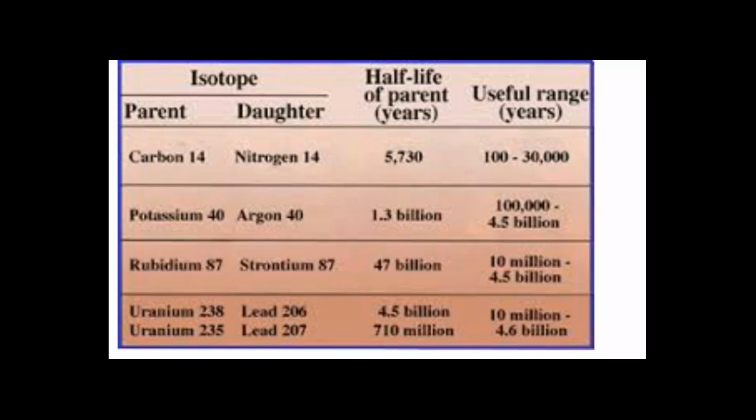We can use potassium-40 for that, or rubidium-87, or uranium-238. Well, that only goes to 10 million. Well, you probably know that the age of the Earth, or the age of the solar system, is about 4.6 billion years. So uranium-235 can be used to determine the age of the solar system. And you can do the same thing for potassium-40.